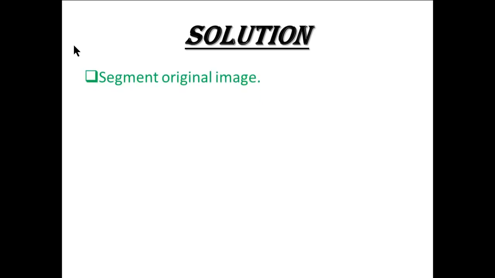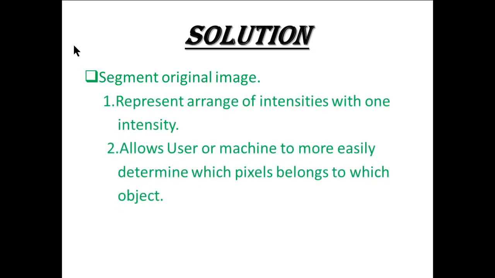Solution: first, segment the original image. Represent a range of intensities with one intensity. Second, allow the user or machine to more easily determine which pixel belongs to which object.